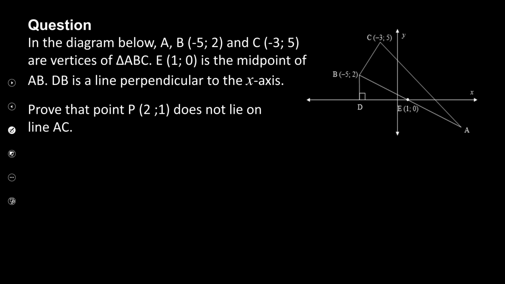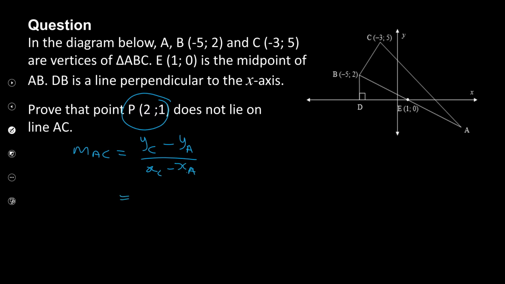They're saying prove that this point does not lie on the line AC, right? If that point was to lie on the line AC, it would have the same gradient as AC. So you could simply say the gradient of AC will be equal to y at C minus y at A over x at C minus x at A.